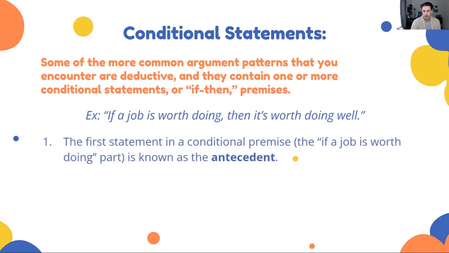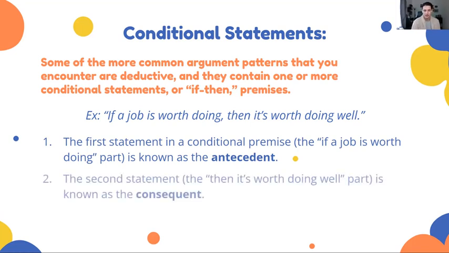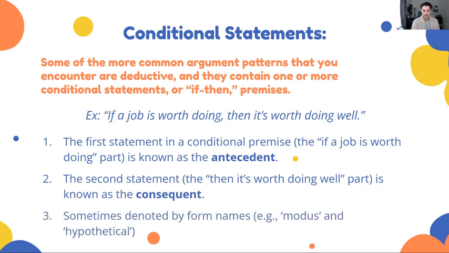So the first statement in a conditional premise, the if a job is worth doing part, we call that the antecedent. The second statement, the then it's worth doing part, is known as the consequent. So a conditional statement, therefore, has 2 parts, the antecedent and the consequent. And hopefully that's somewhat intuitive because the consequent or consequence almost sounds like it follows from something else, which it does. In a conditional statement, it's the antecedent. So please make sure and remember which part is which in a conditional statement. And then sometimes we'll have syllogisms that have very specific names that have conditional statements, and we'll talk about that in just a moment.